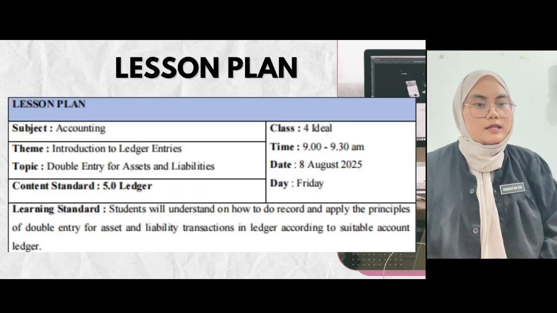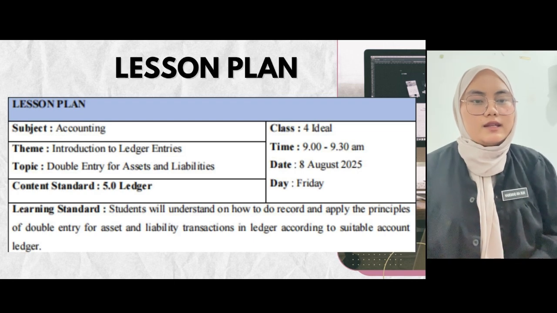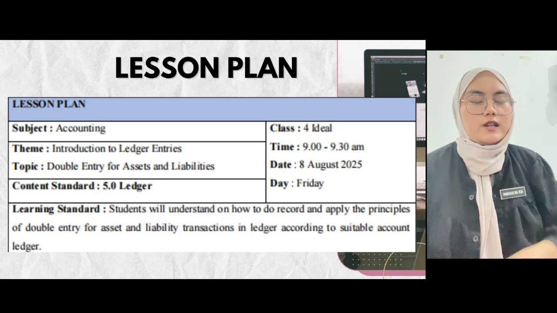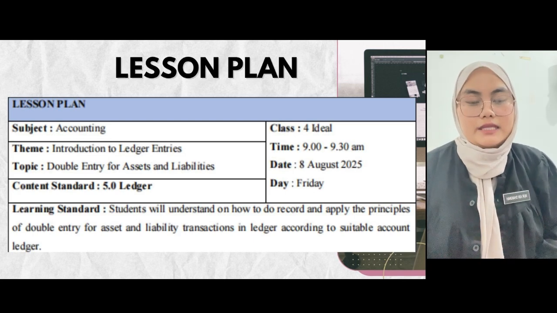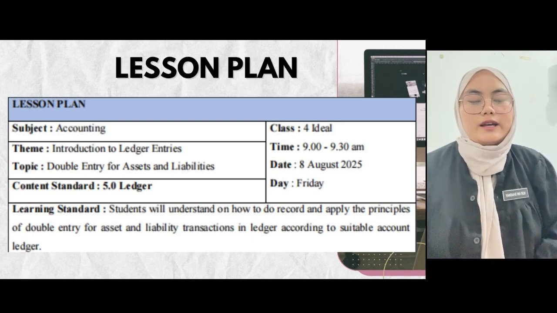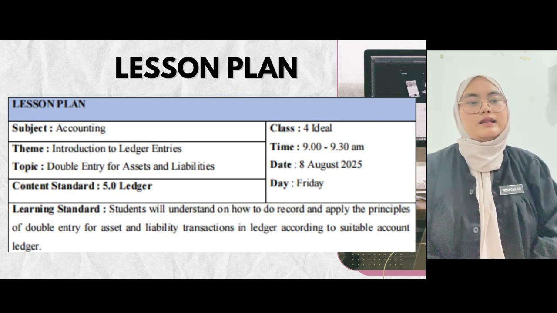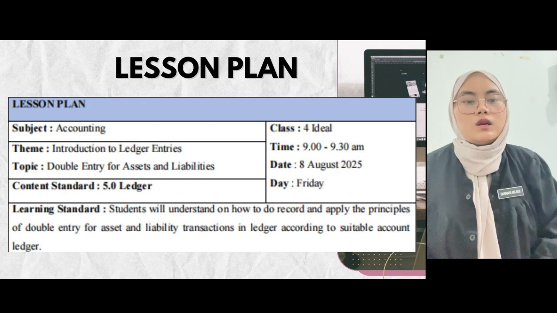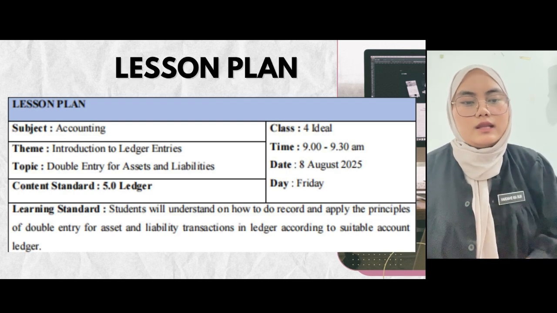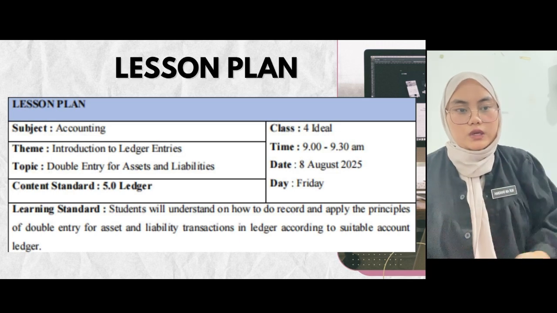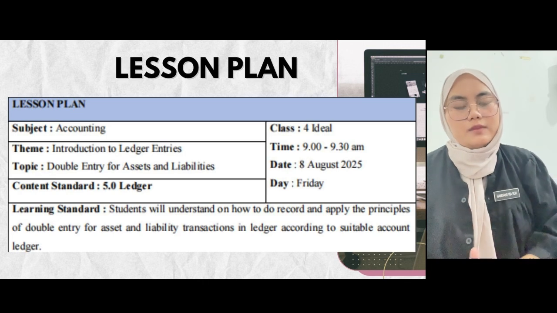in accounting. As we can see here, this is the lesson plan for the subject accounting, and the theme is introduction to ledger entry for the topic double entry for assets and liabilities. This is for class 4 Ideal, and the time of learning is 9 a.m. until 9:30 a.m. The learning standard is that students will understand how to record and apply the principle of double entry for asset and liability transactions.